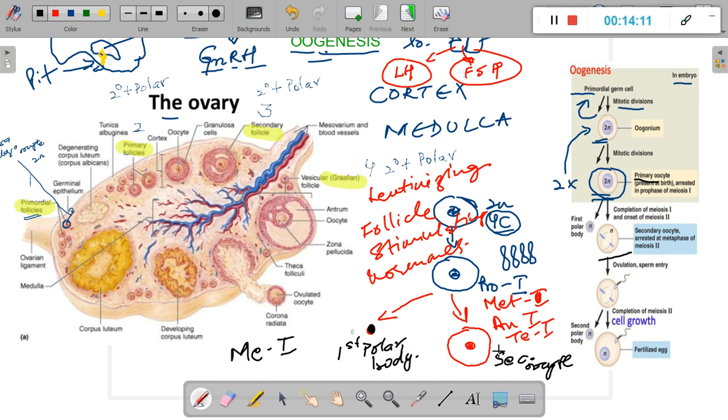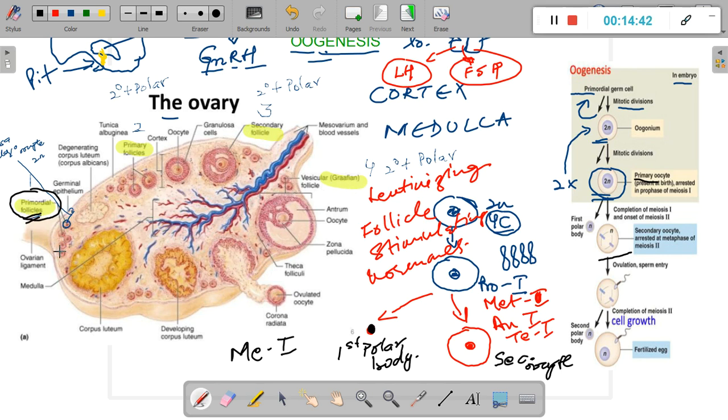Now let me tell you in the diagram where this has taken place. So let's go back. We had primordial follicles which had the primary oocyte, and here meiosis had just frozen. The cells were frozen in prophase 1, and the child was born with this ovary with millions of primordial follicles. Remember, there are no primary follicles in the embryo, no secondary follicles, no Graafian follicles, and these four follicles are important for you to know.